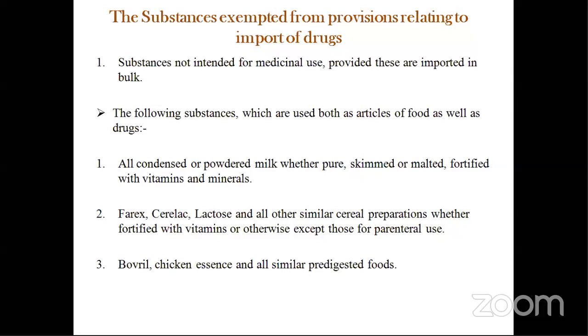But somebody may take the risk of carrying these products with the drugs from the exporting countries. Then separate import charges are not paid by him. One charge is paid, but two categories of product are imported, drugs and food supplements, within one package. So this is exempted or provisioned.